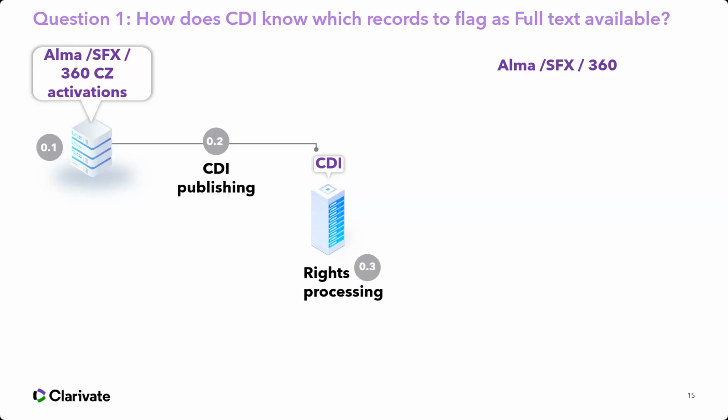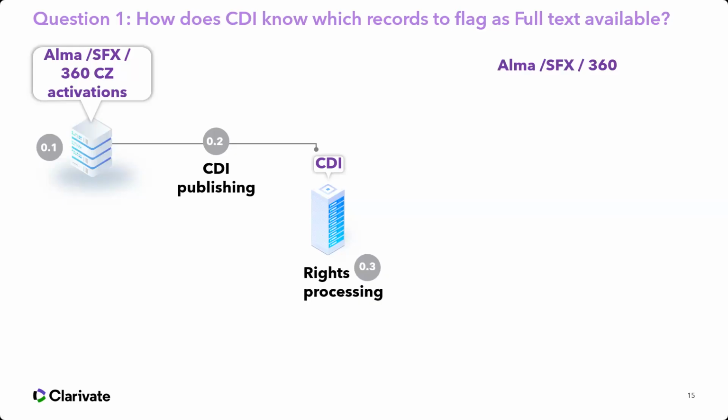So once that's done, next thing is that all of these activations need to be published to CDI, and the mechanism for publishing is different for each product, but for ALMA it's done via a CDI publishing profile. So publishing in ALMA is a separate section. Make sure that the CDI publishing profile is active, and that will make sure that ALMA publishes the activations every day to CDI. CDI then harvests this activation data and does something which we call rights processing.